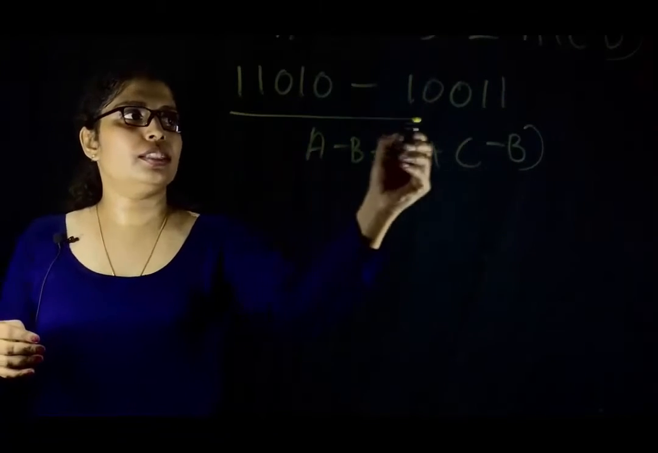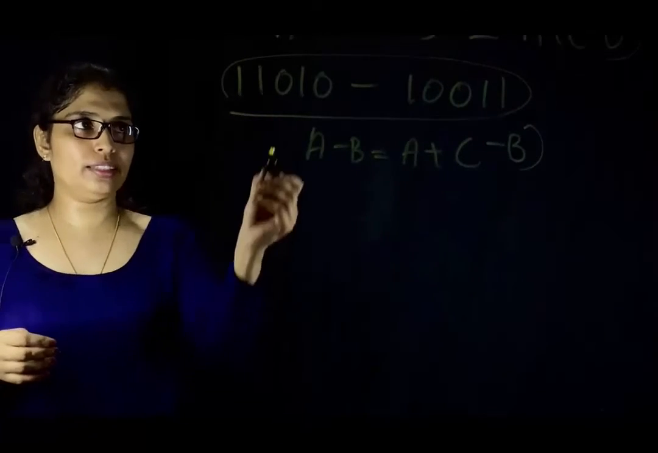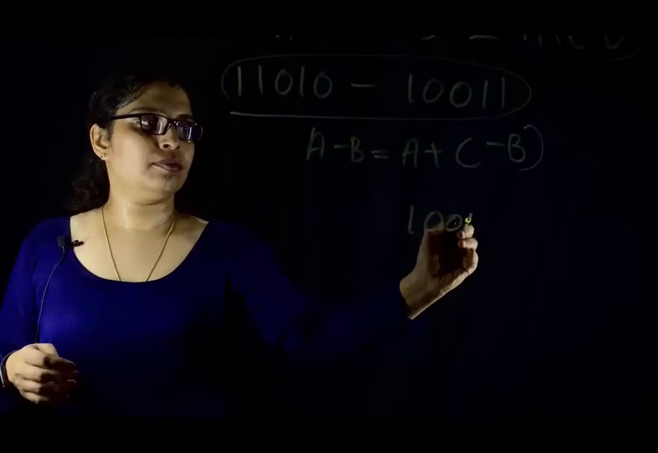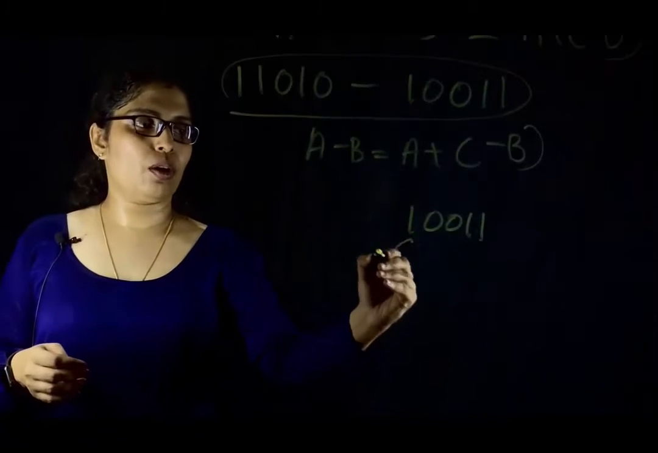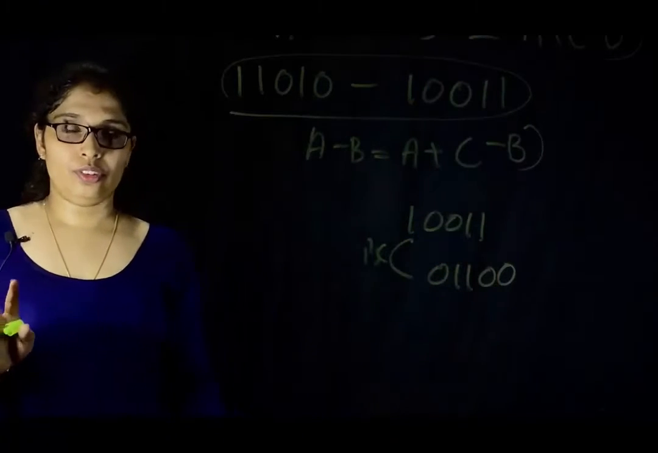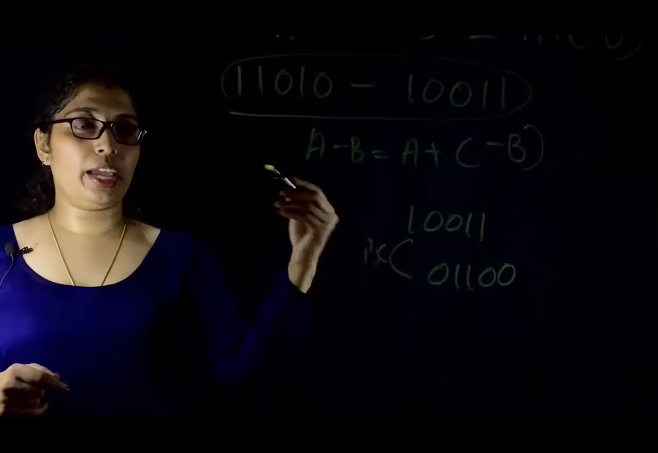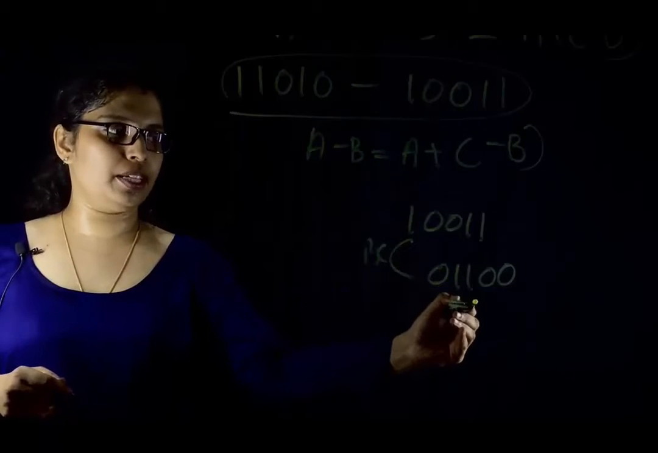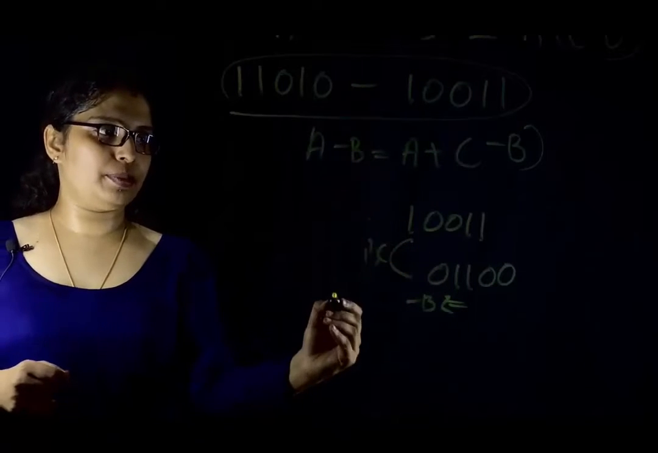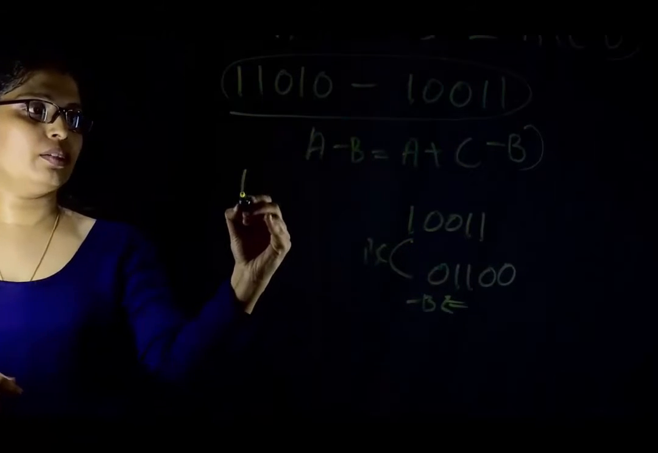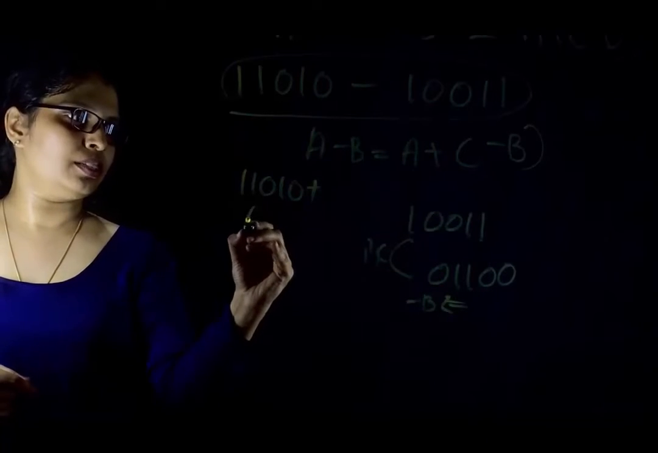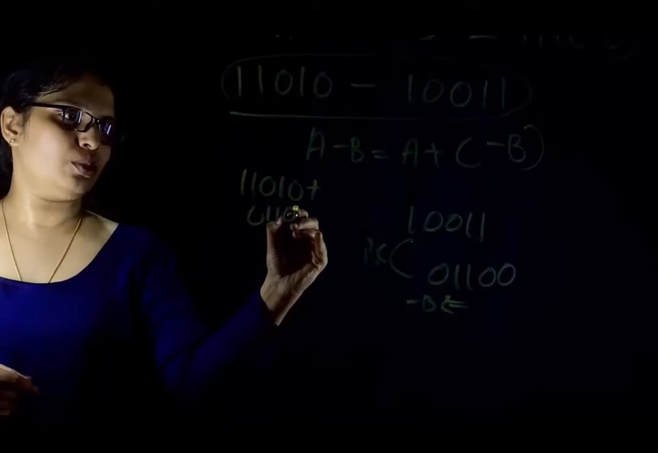Okay, so this is the question. This is a and this is b. Take the 1's complement of it. 1's complement: 0, 1, 1, 0, 0. Then perform the addition, a plus minus b. This is minus b. Now a plus minus b. A is 1, 1, 0, 1, 0. Add with this one, 0, 1, 1, 0, 0.